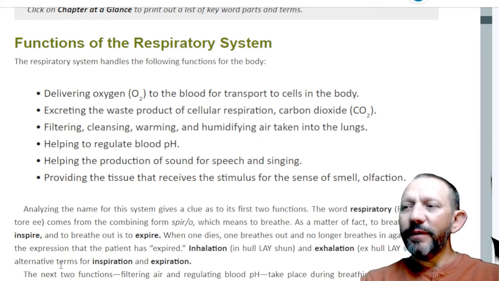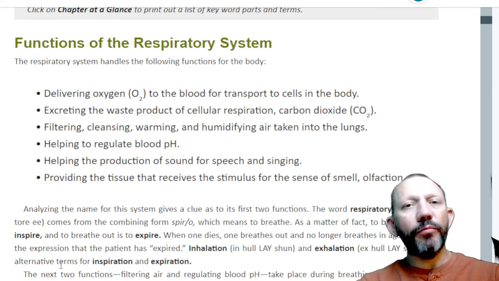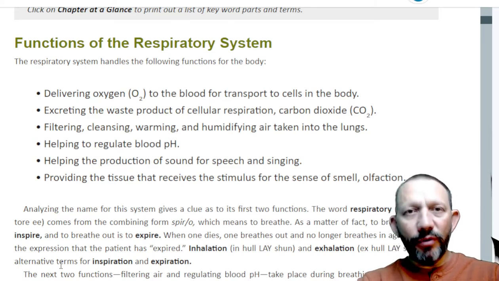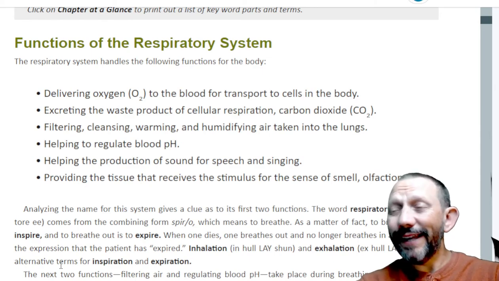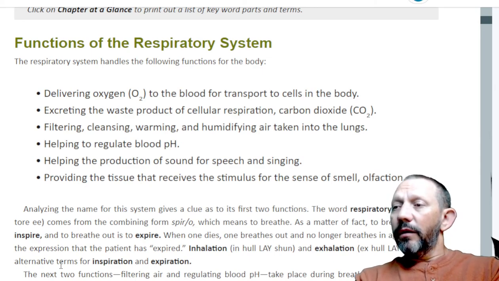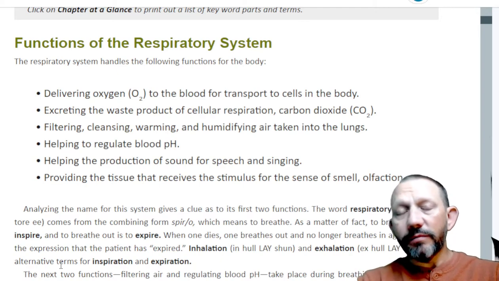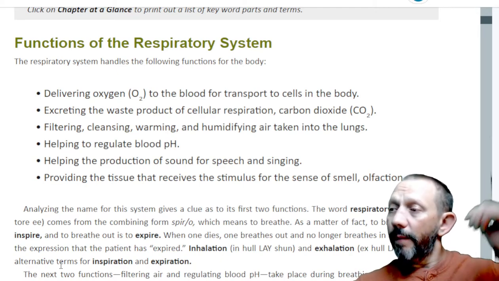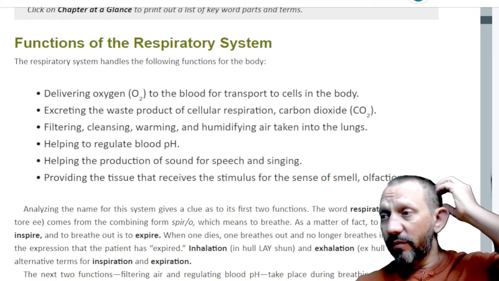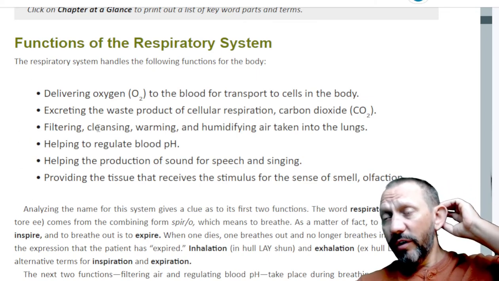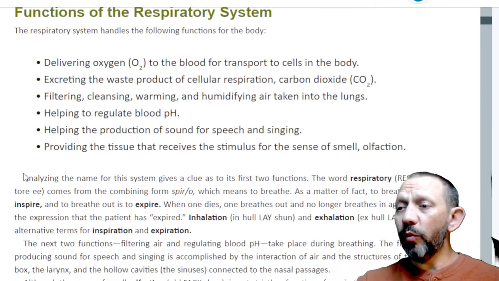Helping to regulate the blood pH. Very important here. So the more you breathe out, the more you're getting rid of carbonic acid. Carbonic acid is a buildup of CO2 in the blood plasma. Production of speech and singing, sound for speech and singing. Oh, okay, that makes sense, right? Primary tissue is some blah, blah. Okay, so a stimulus for the sense of smell. These are great for this book. This is really good, concise, really explains well, I think.